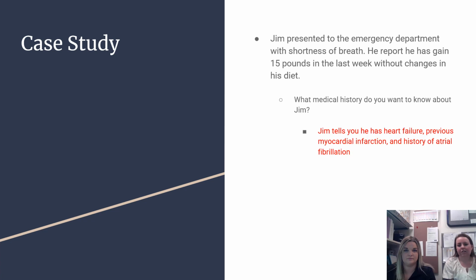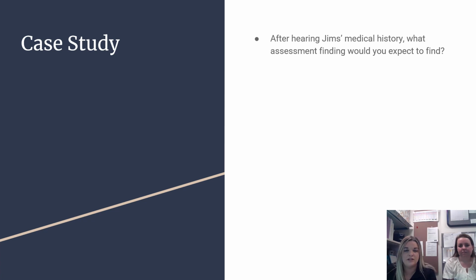All right, so as the nurse, when you're asking Jim about his medical history, he mentions to you that he has a history of heart failure, a previous myocardial infarction, as well as a history of atrial fibrillation. So after hearing Jim's chief complaint and his medical history, what assessment findings would you expect when you're assessing Jim?